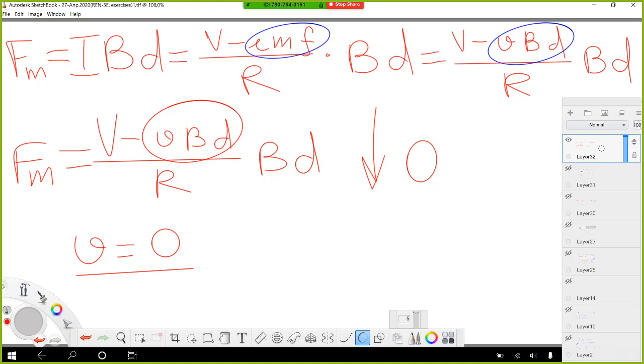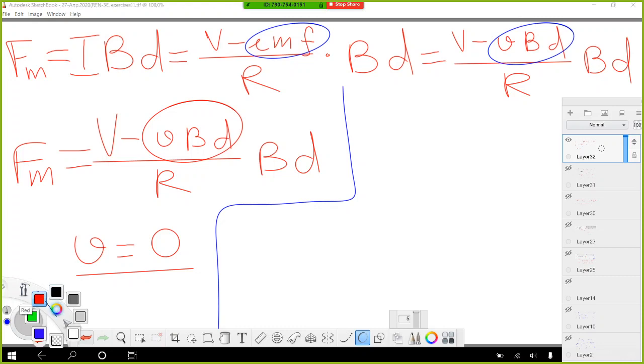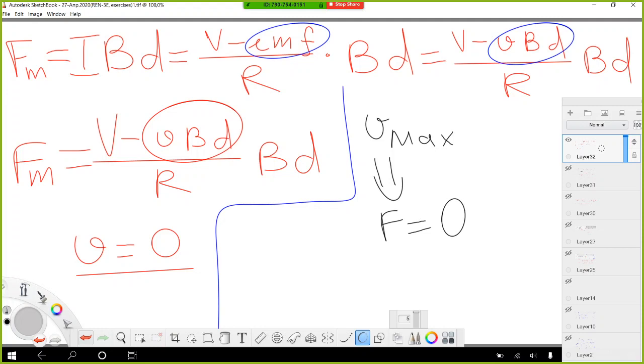when the velocity is, sorry, let me write here, when velocity is maximum, the force acting on our bar should become 0, and when the force is 0, our bar will continue to move at constant velocity according to Newton's first law.